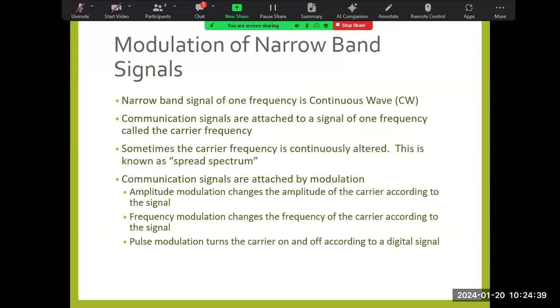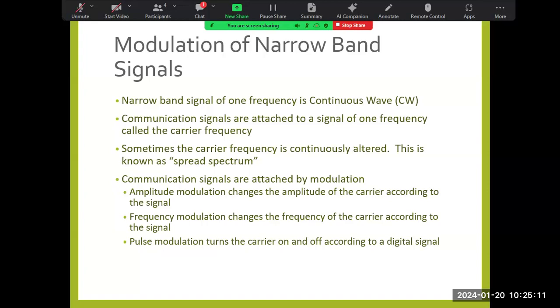So how do we modulate these? A narrow band signal of one frequency is a continuous wave. The way we change things is by using a carrier frequency. And sometimes the carrier frequency is continuously altered. This was one of the first ideas of spies. It's a spread spectrum.